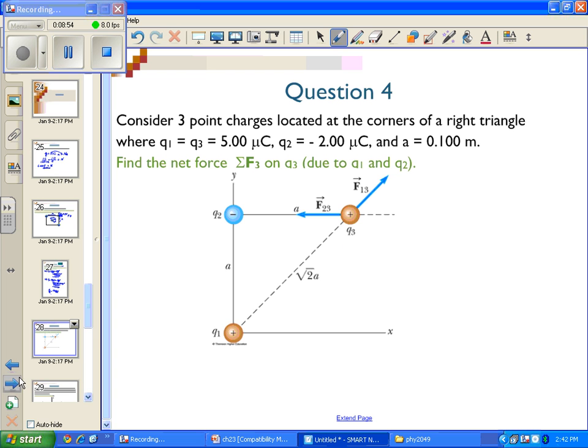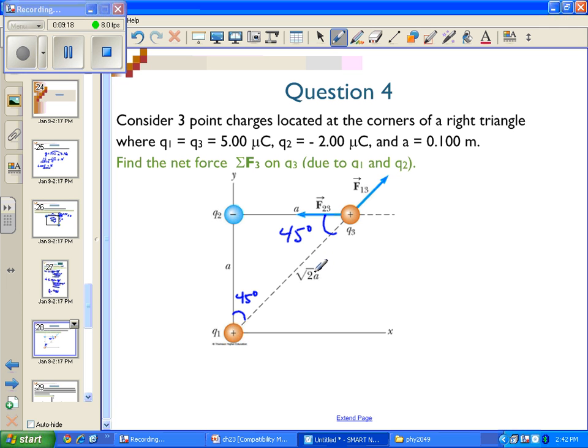Next problem. Question 4 says, consider the following. There are 3 charges located at the corners of a right triangle. Okay, a right triangle means that this is a 45-degree angle, and this is a 45-degree triangle.